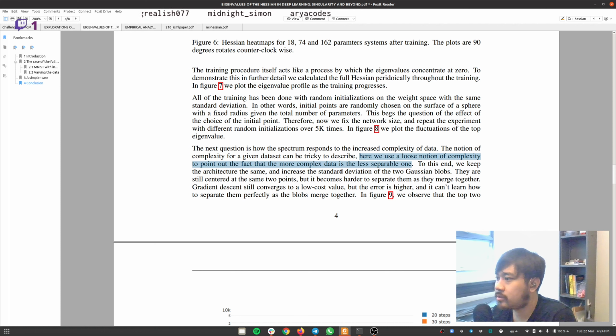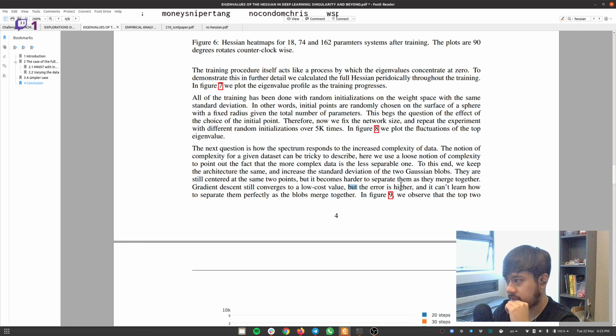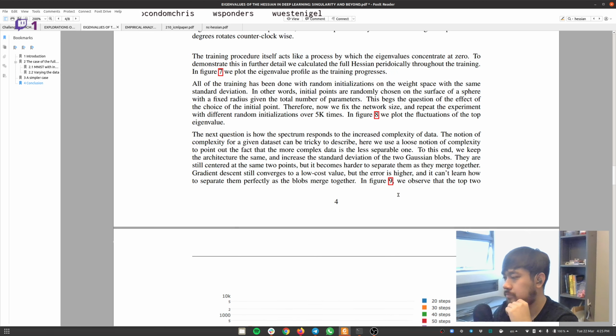So you increase the standard deviation. This is also a problem because when you increase the standard deviation, you are going to have different types of loss values, because now you have very small and very large losses. It's not the same as putting everything together. Now you're dispersing it, so it's a little bit different. But the error is higher, and it can't learn how to separate them perfectly. Yes, the error is higher because you have things further away.